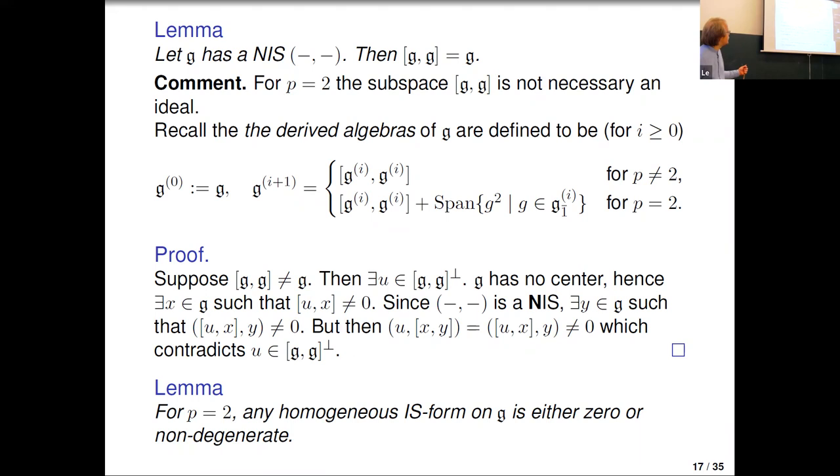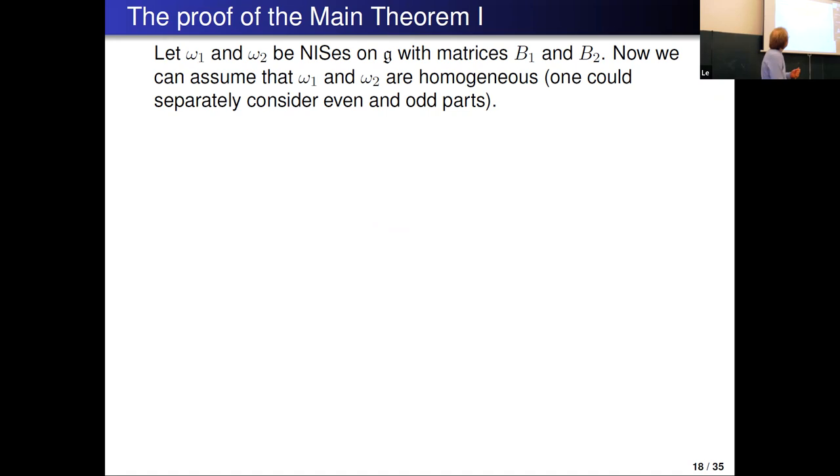Let's prove the main theorem now. So let's consider two non-degenerate invariant symmetric bilinear forms, denoted by one and two. The corresponding Gram matrices will be D1 and D2. Let us assume that they are homogeneous with respect to parity. If they are not, then we can consider the odd and even cases separately. It's not worth the generality.